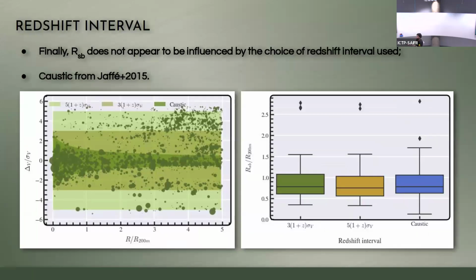Finally, the radius interval that I'm choosing for the cluster. It's actually a little bit confusing. You can see I like green. Anyway, this big square here is if I'm choosing 5 times the velocity dispersion. But I can also choose 3 times the velocity dispersion, and I can choose a caustic. I can use a caustic from Jaffe 2015.